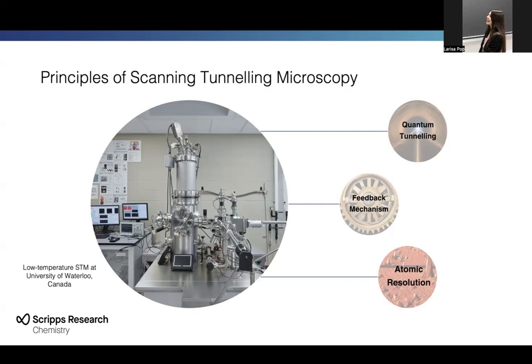We have then a feedback mechanism. This tunneling current is extremely sensitive to the distance between the tip and the surface. And by maintaining a constant current, the STM can adjust the tip's height with extreme precision. This adjustment provides a topographic map of the surface at the atomic level. Finally, we have atomic resolution. The resulting data is processed to produce an image that reveals the position of individual atoms on that surface.